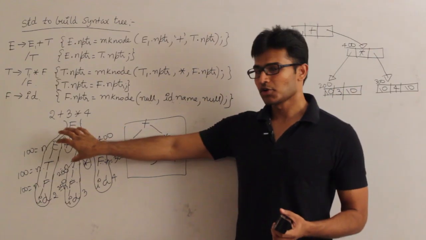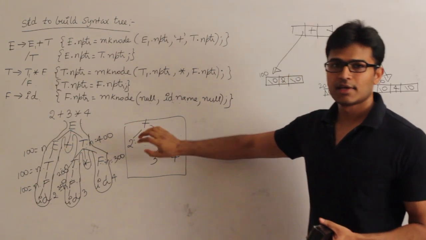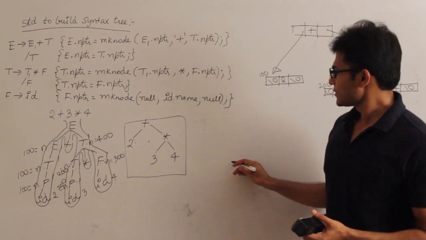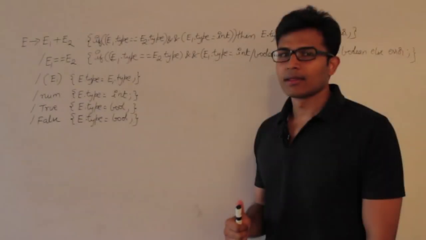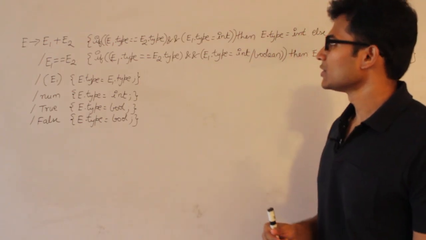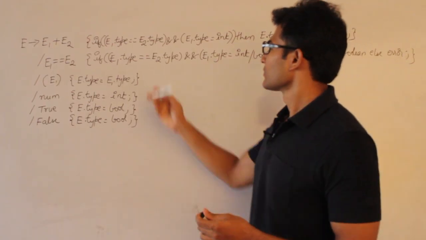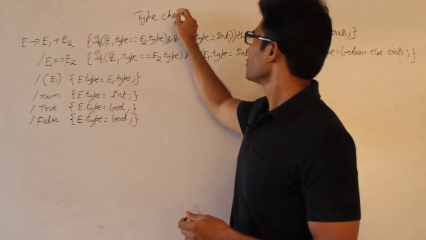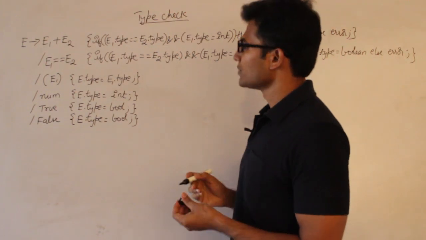It is also called a concrete syntax tree. It is called an abstract syntax tree. Okay, we shall see more examples about this. Let's see this SDT. This is an SDT for type checking. In order to check the type, we are going to use this SDT.